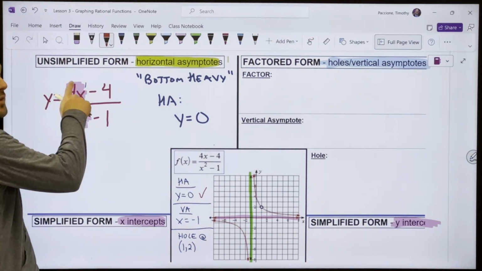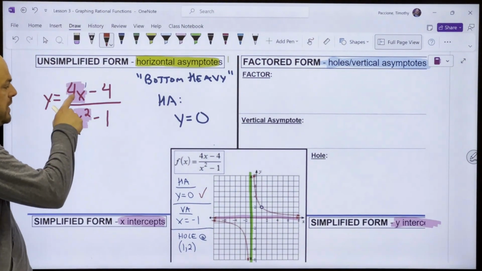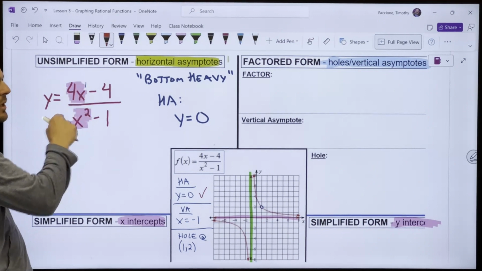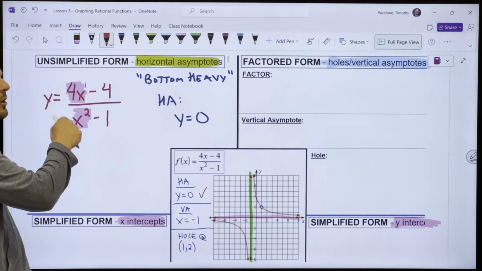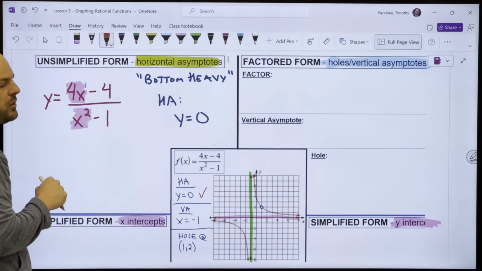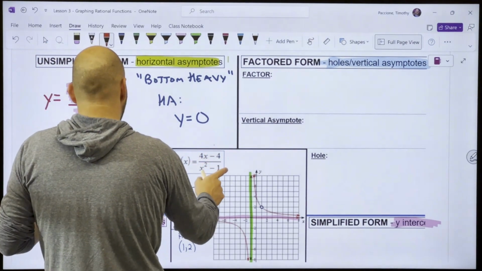If these degrees were the same, right, you would then do the coefficients, but they're not. You got to be careful there. If this was x squared over x squared, sure, it would be 4 over 1, right? But it's not. You got to look at the degrees first, okay? All right, so that's our horizontal asymptote.